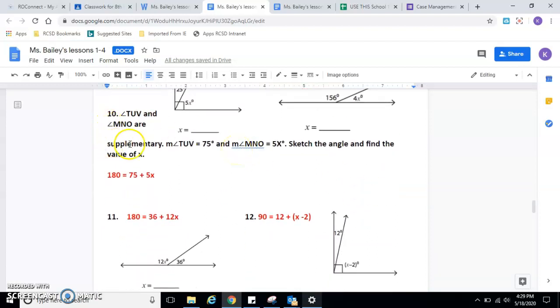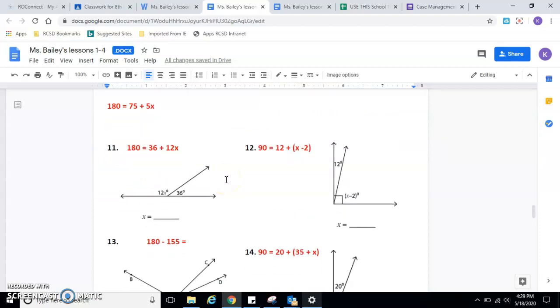So yeah, and supplementary angles, the measure of angle TUV is 75, and the measure of angle MNO equals 5x. Sketch the angle and find the measure of x. So here it is, and you could do the insert or drawing there. But again, we know that they're supplementary, so they add up to 180. So I just wrote my quick equation.